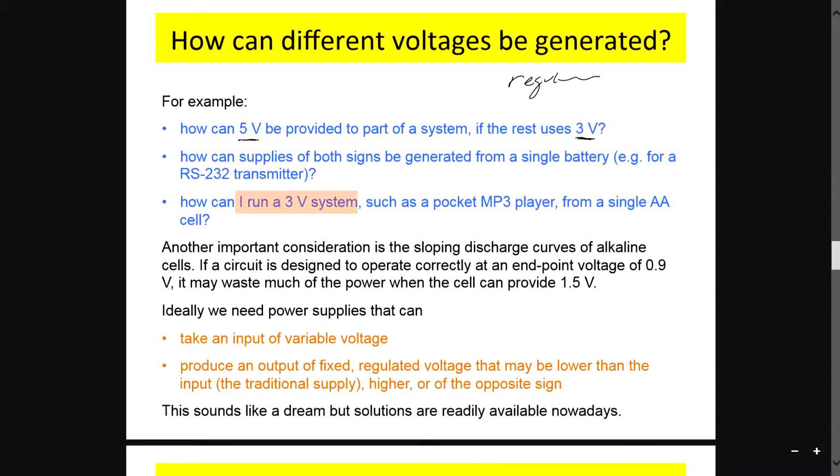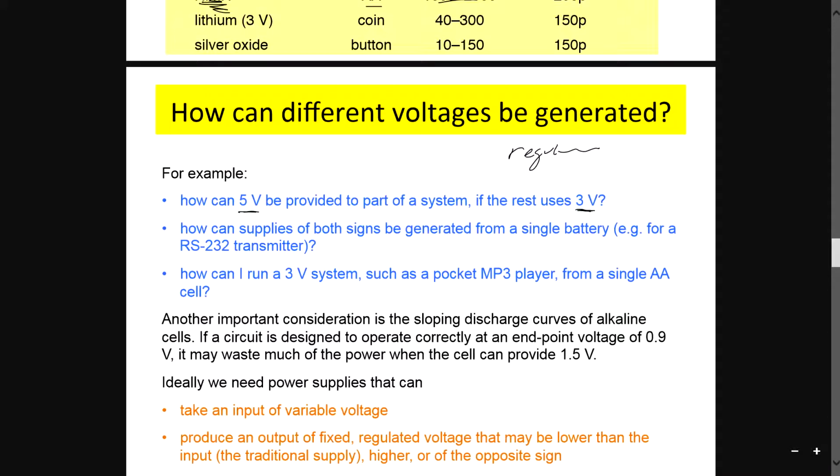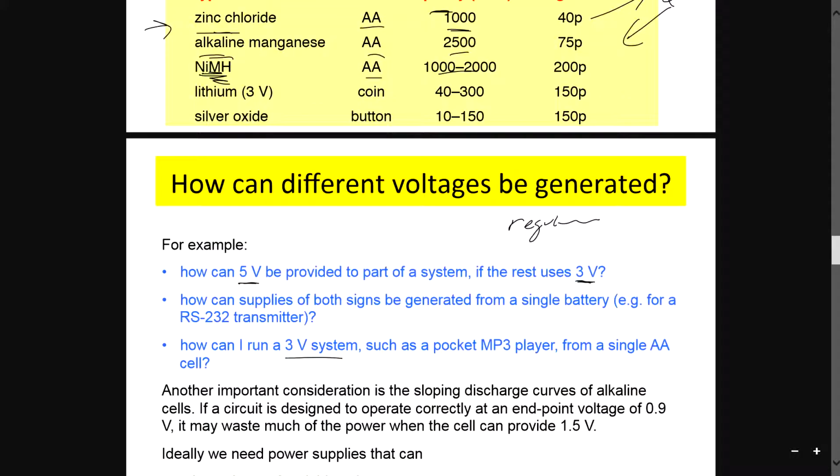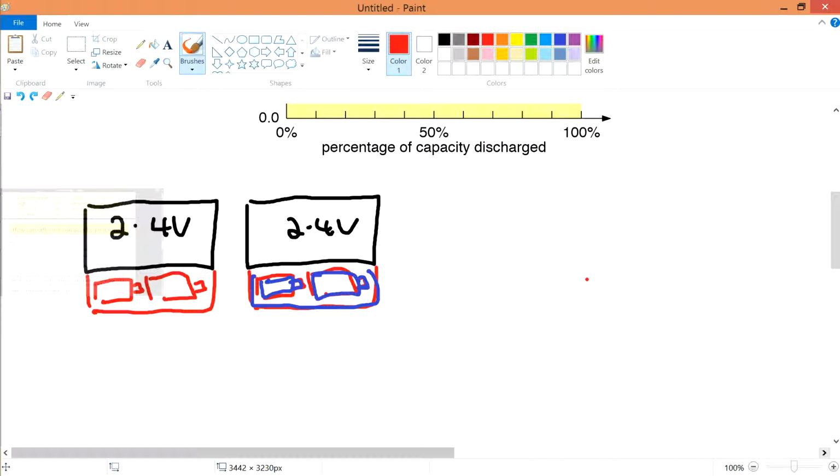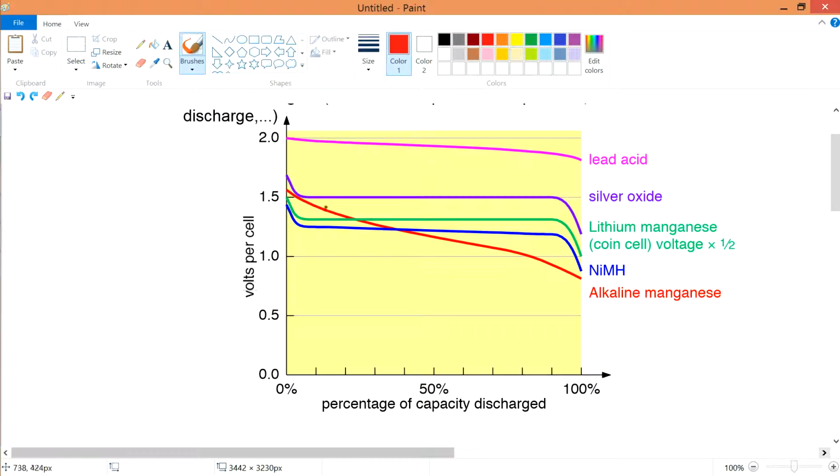Then how can I run a 3 volt system using a single AA battery? How can I do this? Because sometimes your 3 volt system may not actually require 3 volt. You may require less than 3 volt, because they take into account that your battery will follow this discharge curve. So they predict that in the end your battery may drain out significantly, like this one over here.